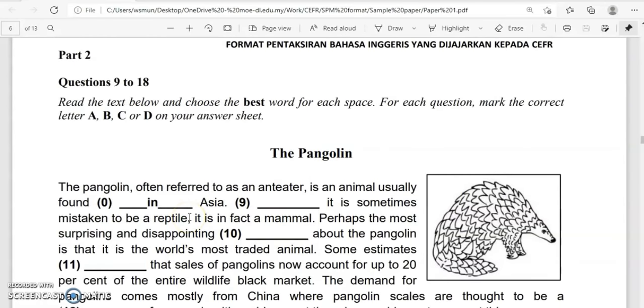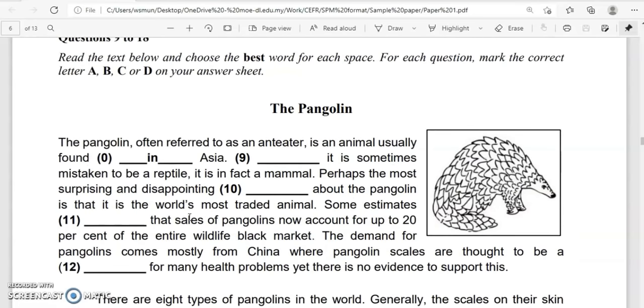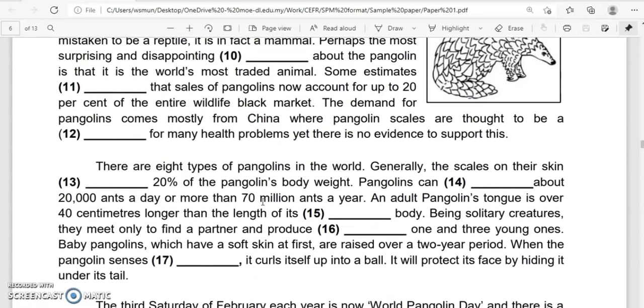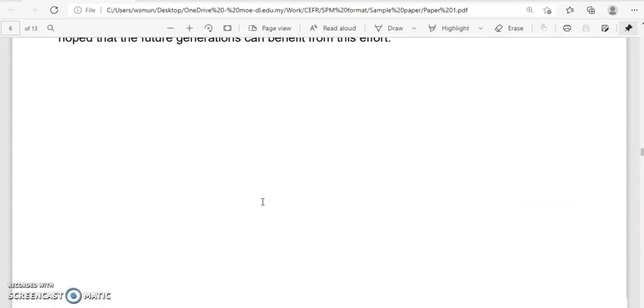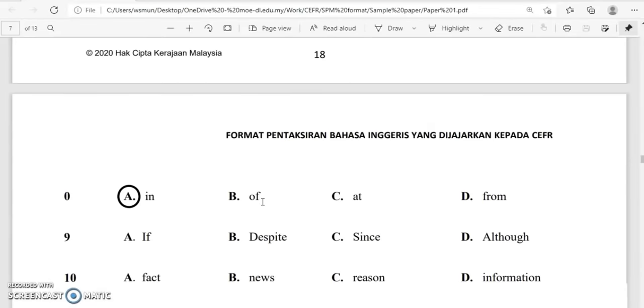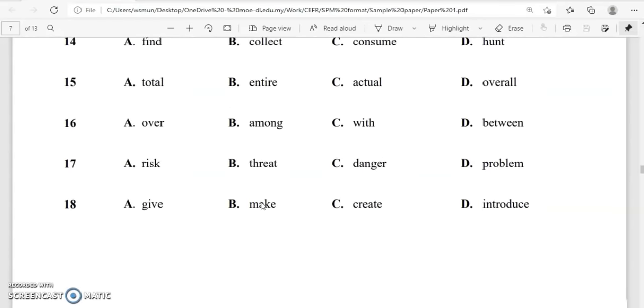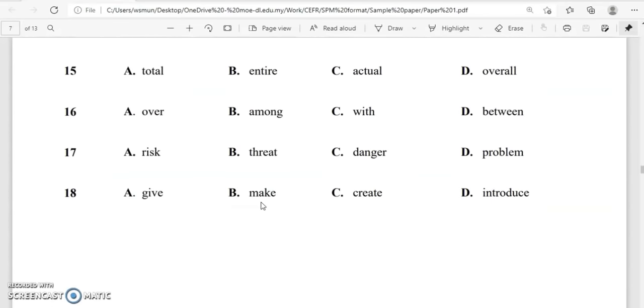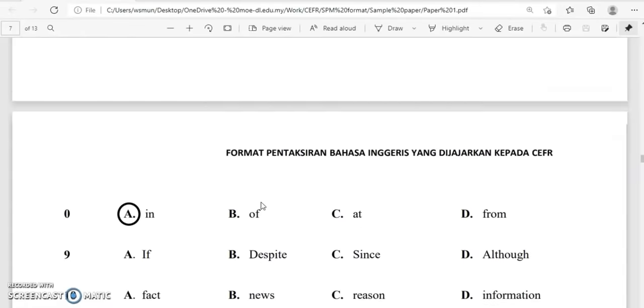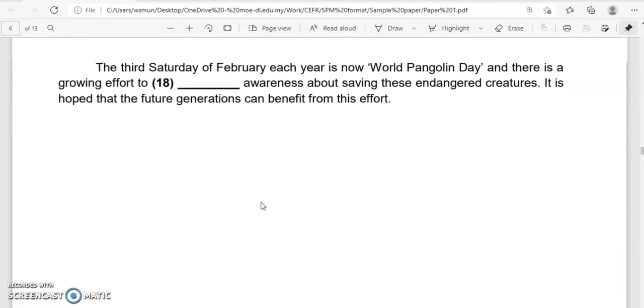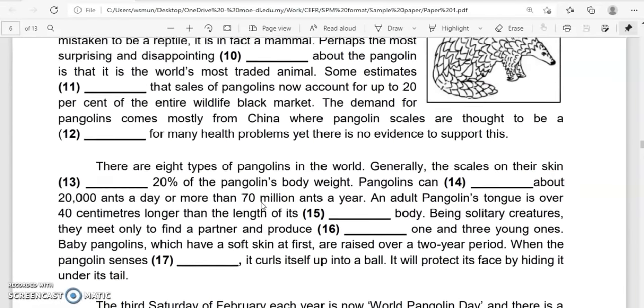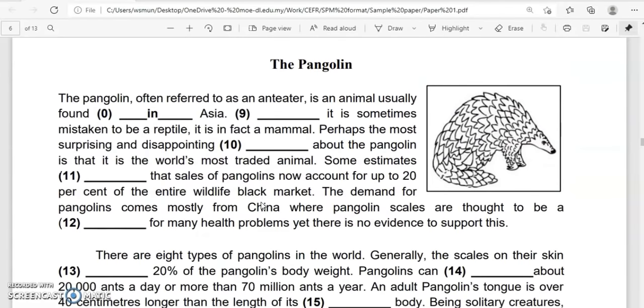Now let's move on to part 2. As I have mentioned, part 2 has a closed text with 10 gaps which you need to fill in by choosing the correct answer. You may have noticed that this part mainly focuses on testing your vocabulary and also grammatical knowledge. Let's go through some of the answering techniques before we try to answer some of the questions in part 2.